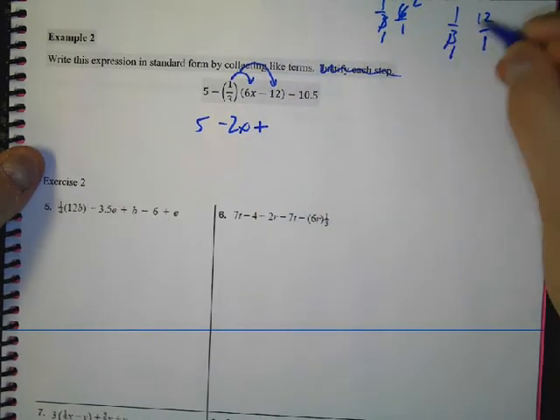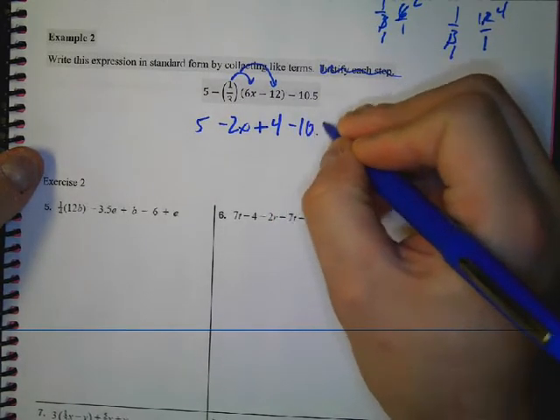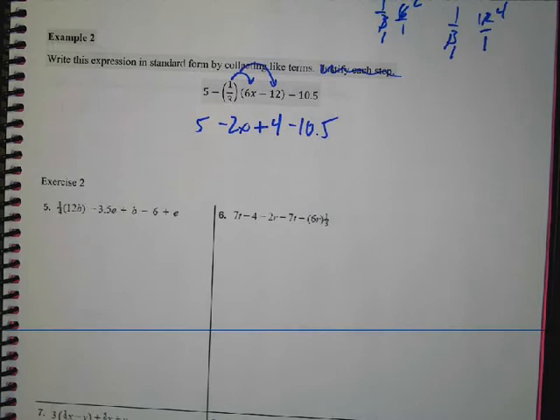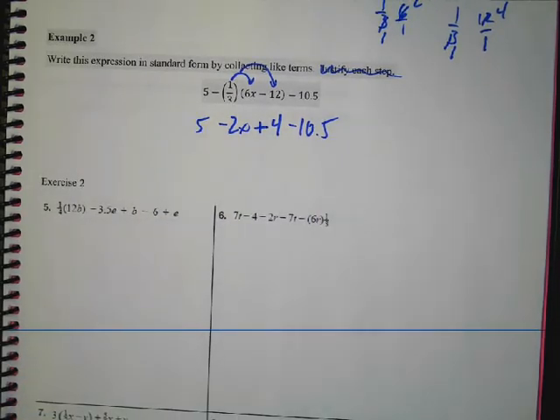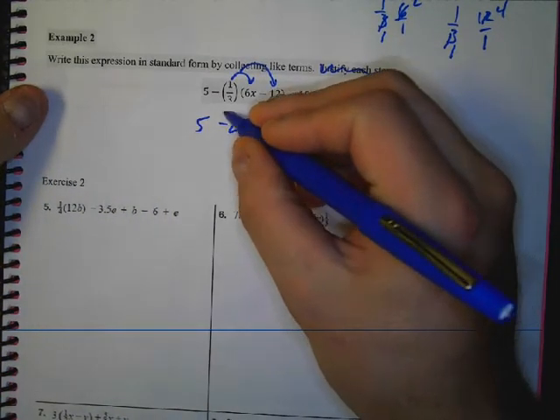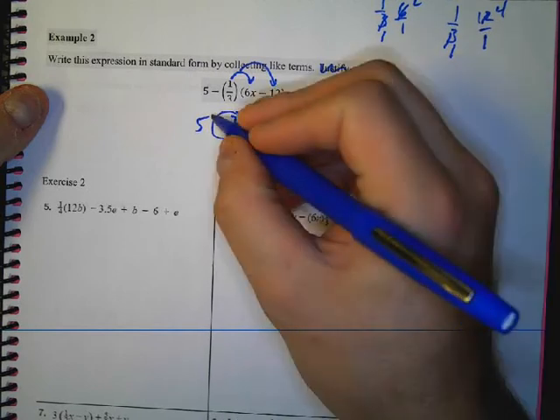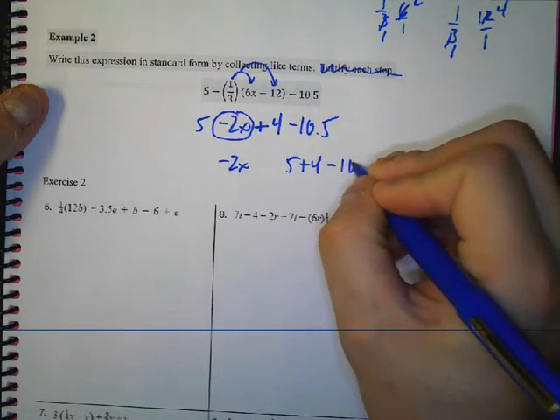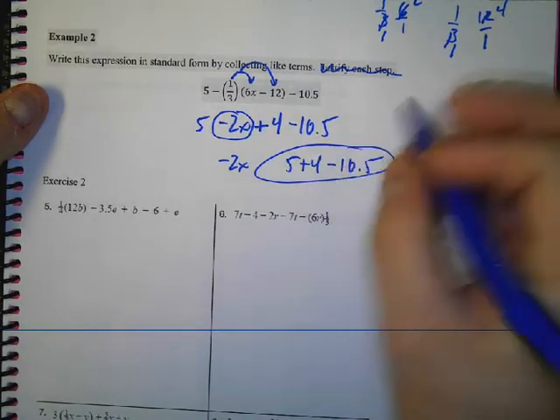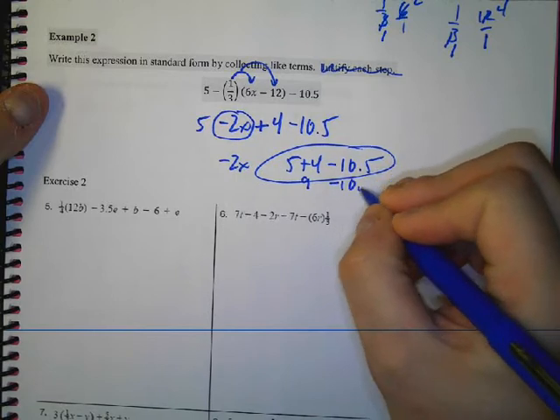And what's nice is that by distributing, the fraction is no longer there, so we don't have to work with it. If I collect all my like terms, well, the only x term is this one, so it's negative 2x. Then I can put the 5 plus the 4 minus the 10.5 all together. So this becomes 9 minus 10.5. If I borrow $10.50, but I only pay you back 9, I still owe you $1.50. So this would be negative 2x minus 1.5.